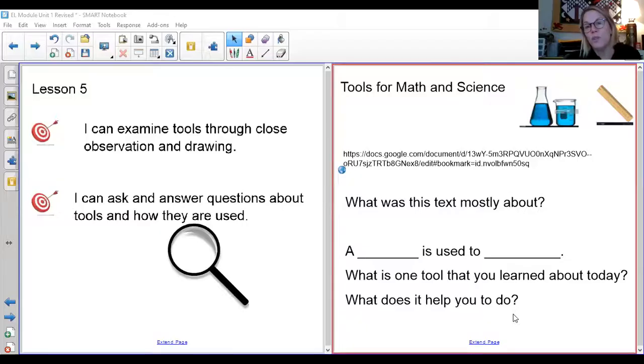And then I want you to think about, what is one tool that you use for math or science? What's one tool that you use for math and science? And we'll be revisiting that and drawing a picture of that today at the end of our lesson.